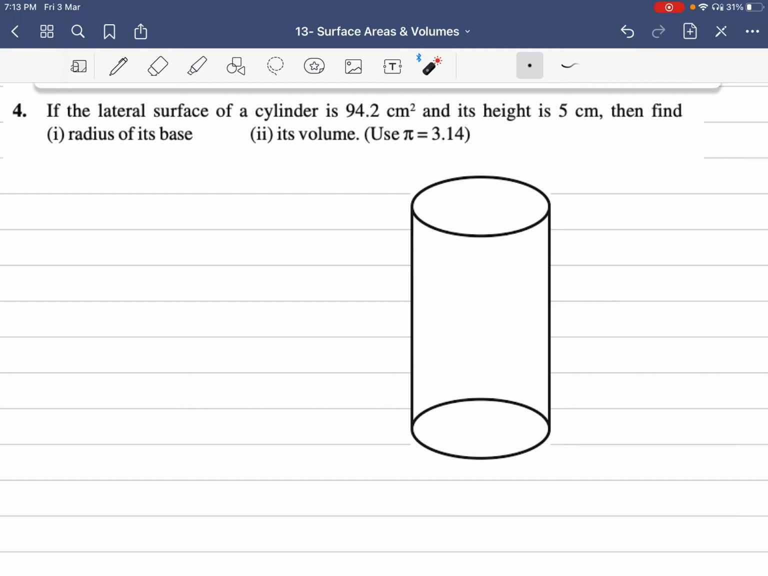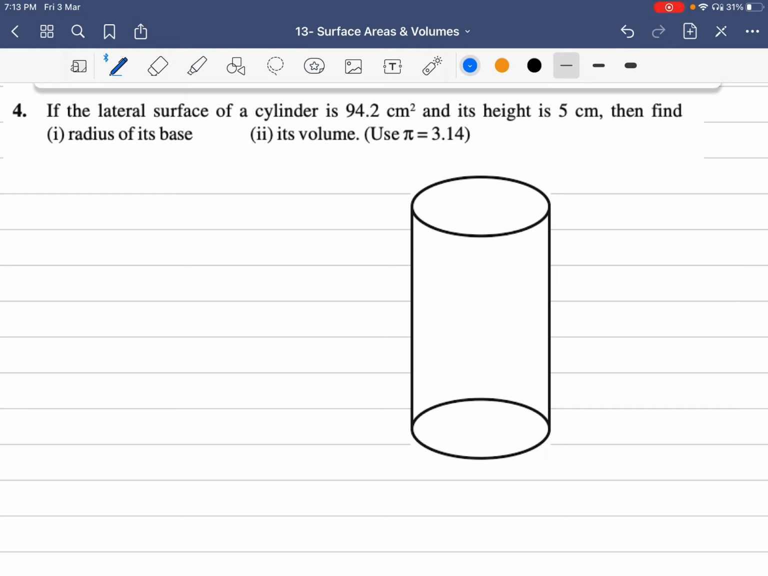So let's read what the problem is. If the lateral surface of the cylinder is this much and its height is this much, then find first the radius of its base, and then you have to find its volume. The instruction is to use pi equal to 3.14. So once again, they have not given us the radius of the cylinder in a straightforward manner. They have rather given us the lateral surface area, from which we will calculate the radius of the cylinder. Once we know the radius and the height, then we calculate the volume. Kind of similar to the previous problem.